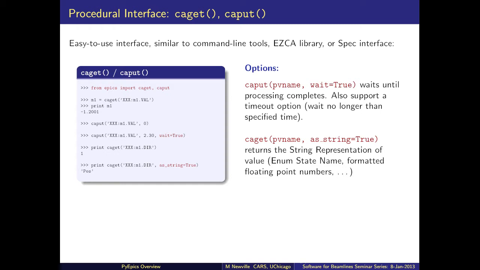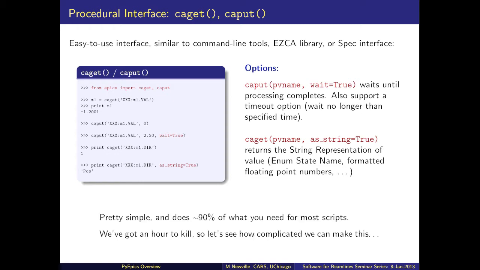The most common option for put would be to wait until the processing is complete before returning. So this caput with a wait could hang for some amount of time. And then for caget, you may want to get not only the raw value, but a string representation of the value. So the enum name, the state name for an enum, or a formatted floating point number. Again, this does 90% of what you need.